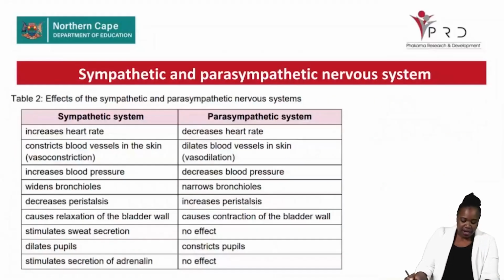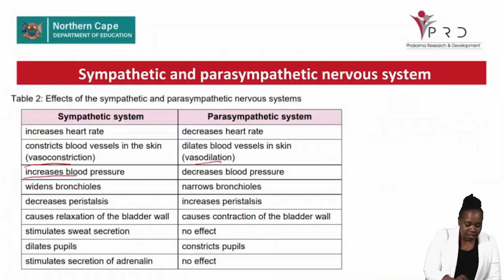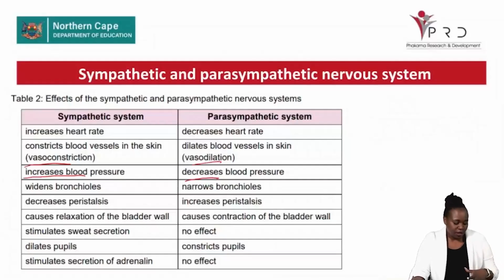All right. Now, as I've said, these are some of the things that we've just looked at. Your heart rate increasing, and your heart rate decreasing with the parasympathetic system; vasoconstriction with the sympathetic, and vasodilation with the parasympathetic, and so on. And then you can experience things such as increased blood pressure, and decreased blood pressure when everything is now relaxed.